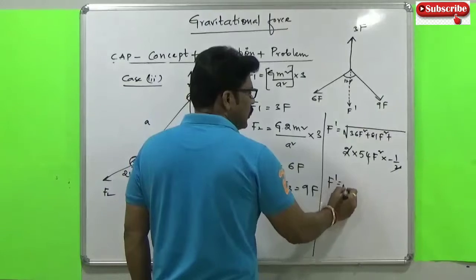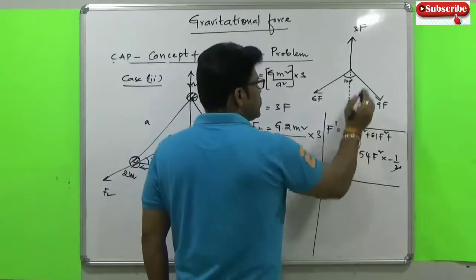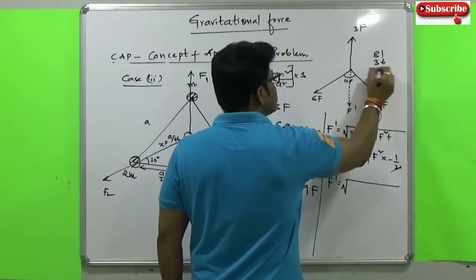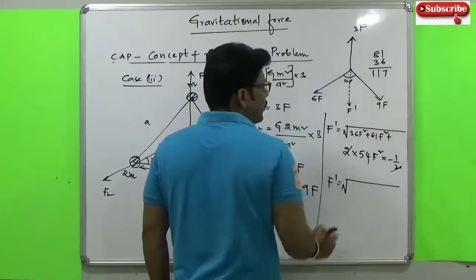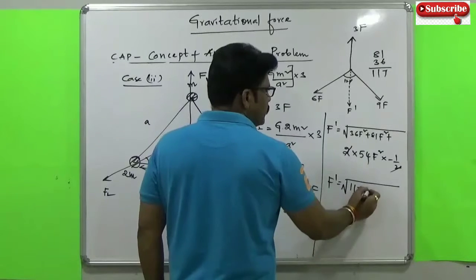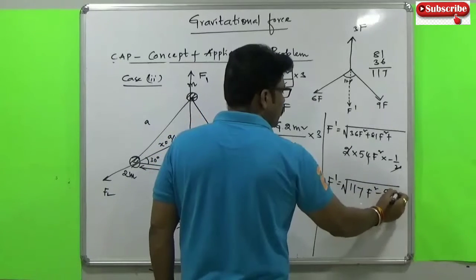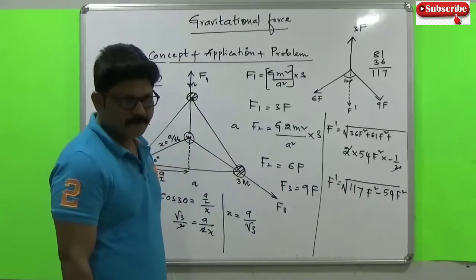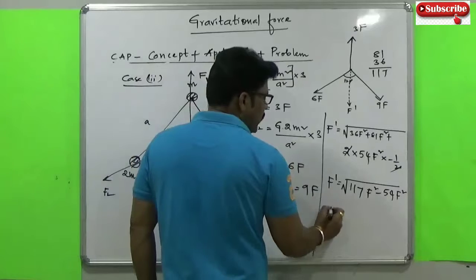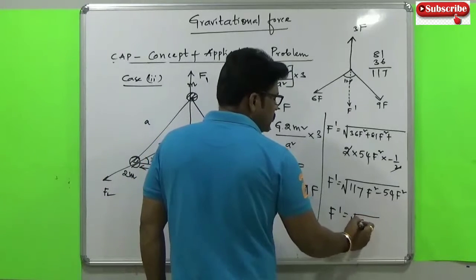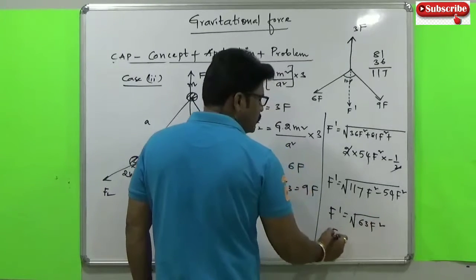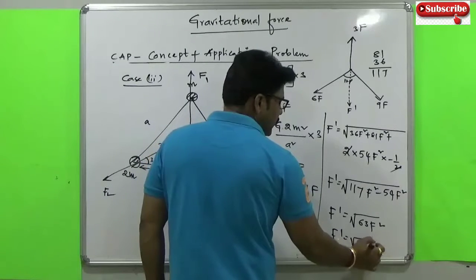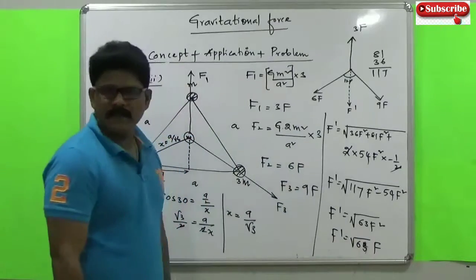Now what will I be getting? F dash equals under root of 36 plus 81, how much? 117 f square, minus 54 f square. How much will you be getting here? 63 f square. So f dash is equal to under root of 63 f square, that is root of 63 f.